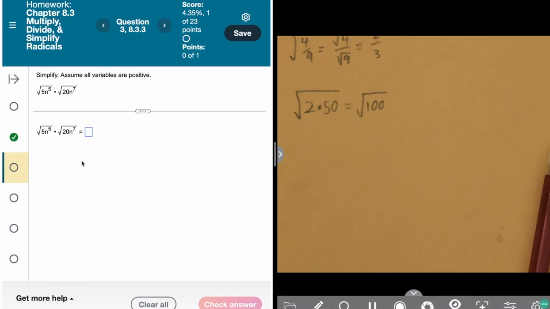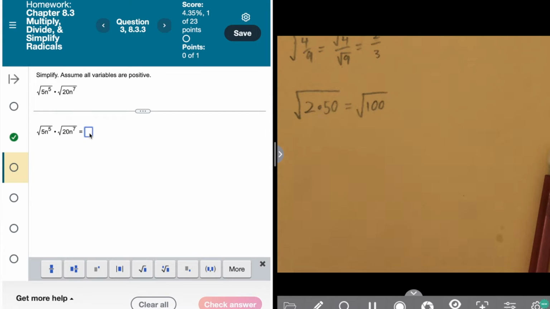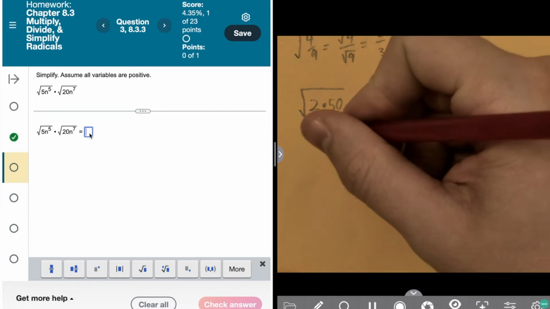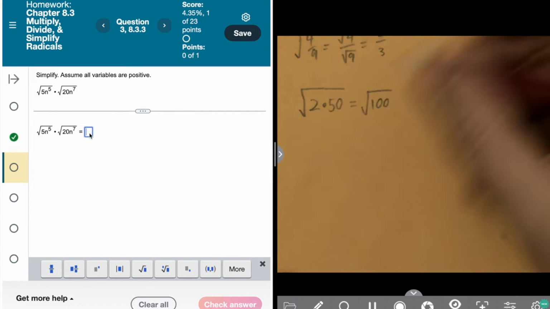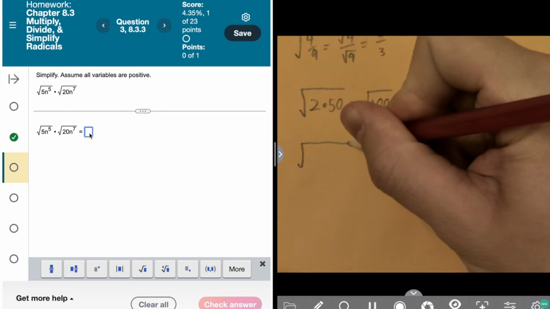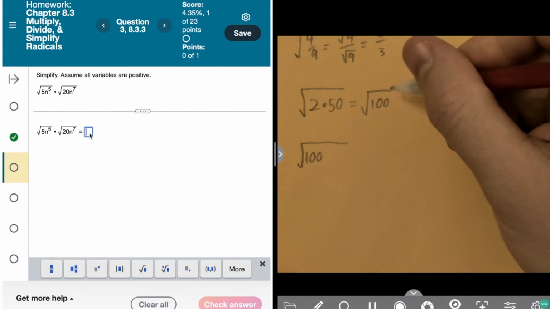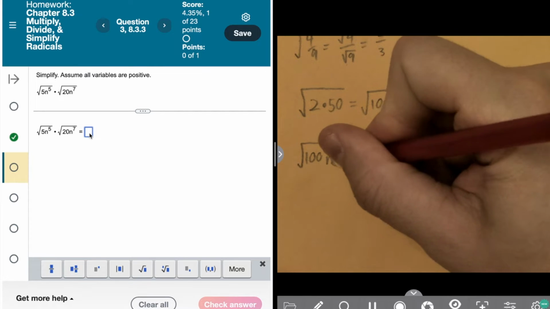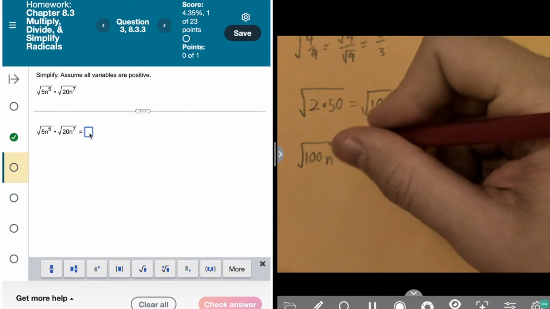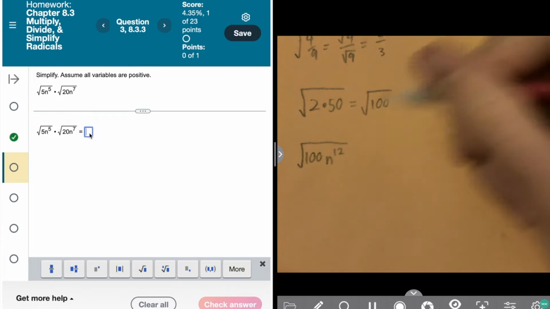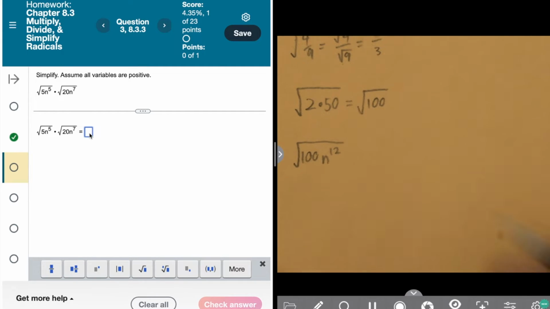All right, and now we're going to start to get some interesting stuff here. Let's see what goes on here. I'm going to already start to clean up my multiplication as I go. So in other words, I now have the square root of 100 because that is 5 times 20. And then I'm also going to have, careful about our exponent multiplication rules, n to the 5th times n to the 7th, we'll have our exponents add and we'll get n to the 12th.